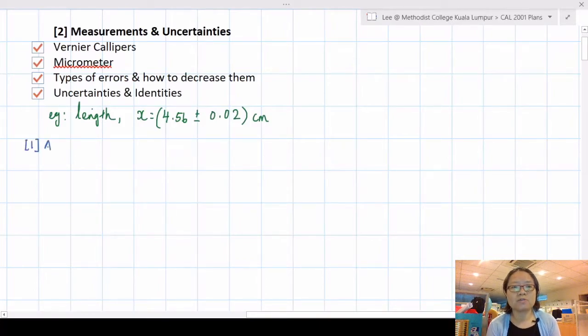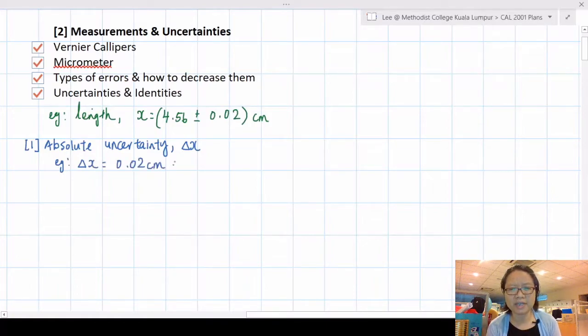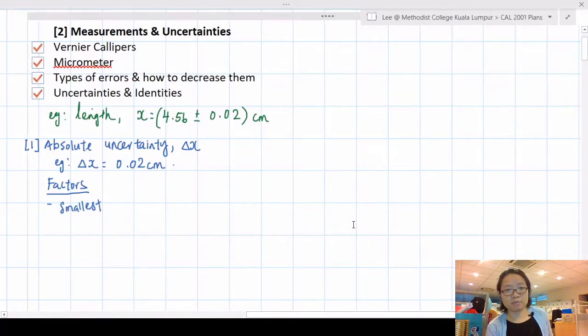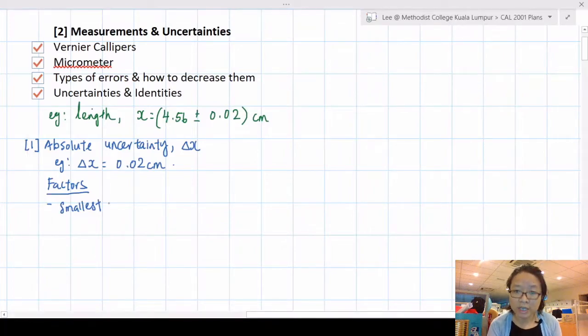Okay, so there's this thing called absolute uncertainty. The symbol that we will use is delta x. And this absolute uncertainty tells us that when we take a reading, we should probably get 4.56, but the range that is expected is 4.56 minus 0.02 and 4.56 plus 0.02. So 4.54 to 4.58.